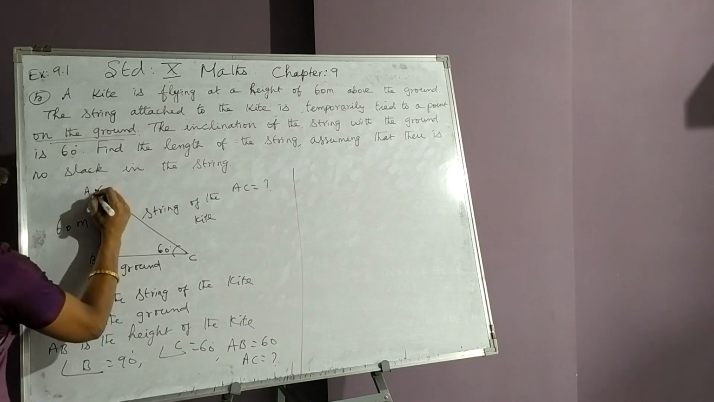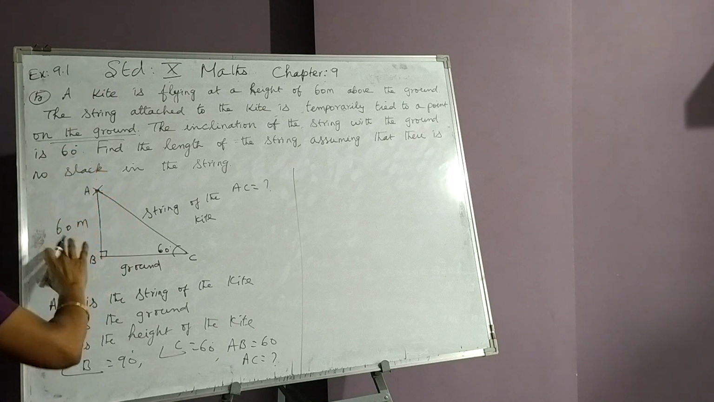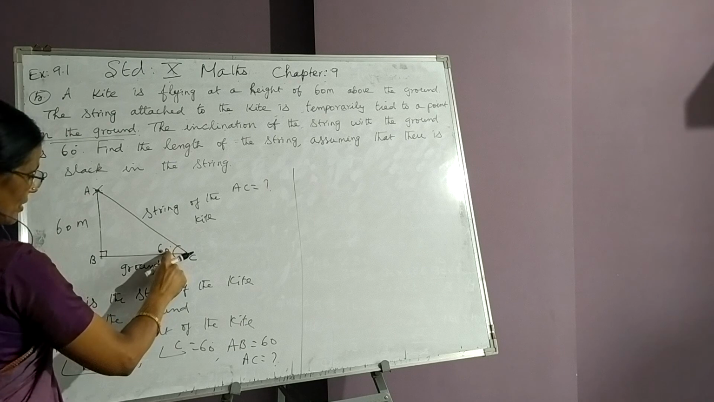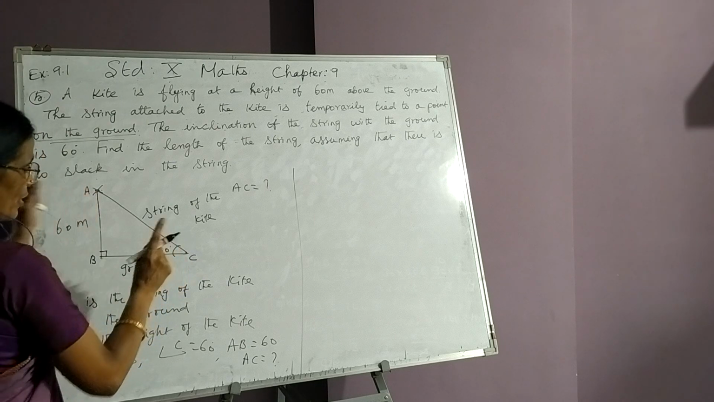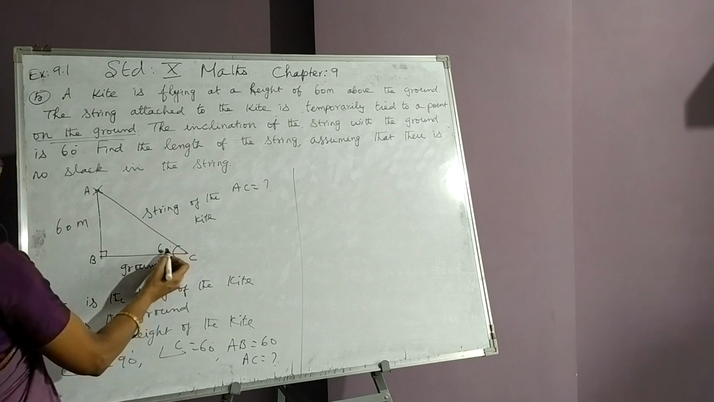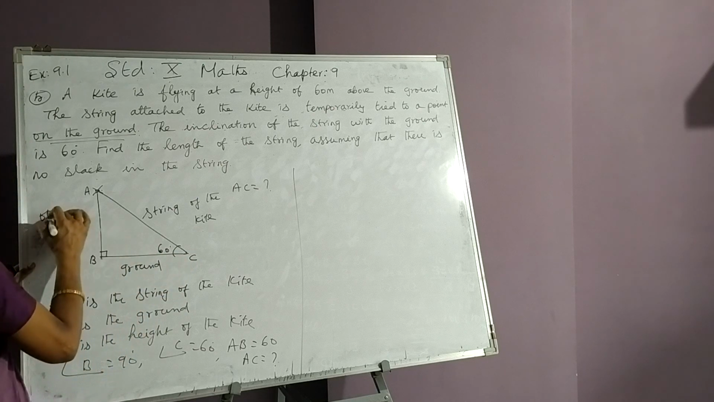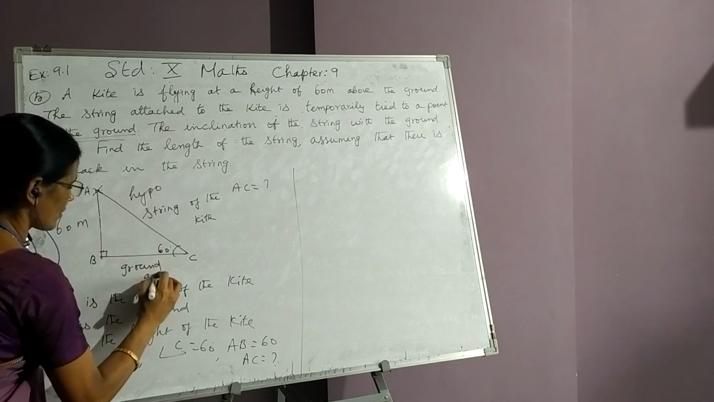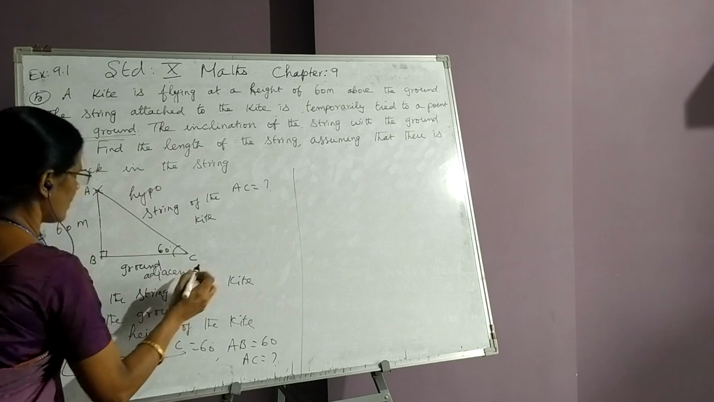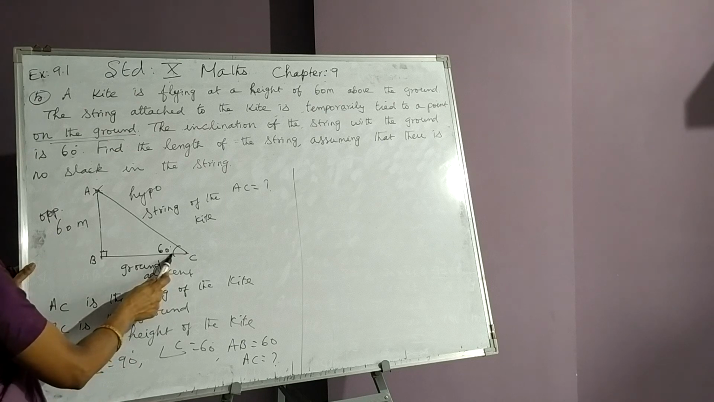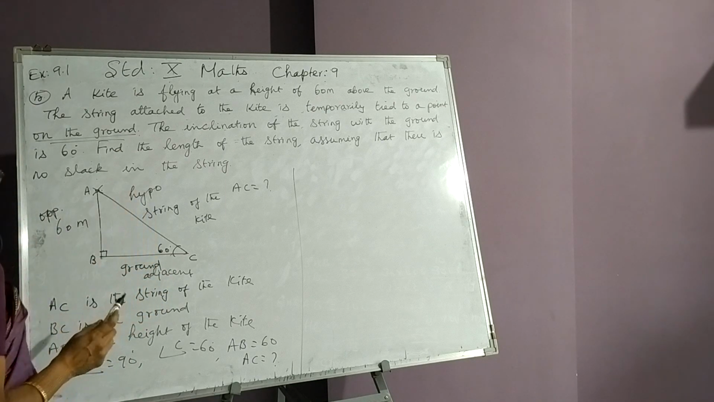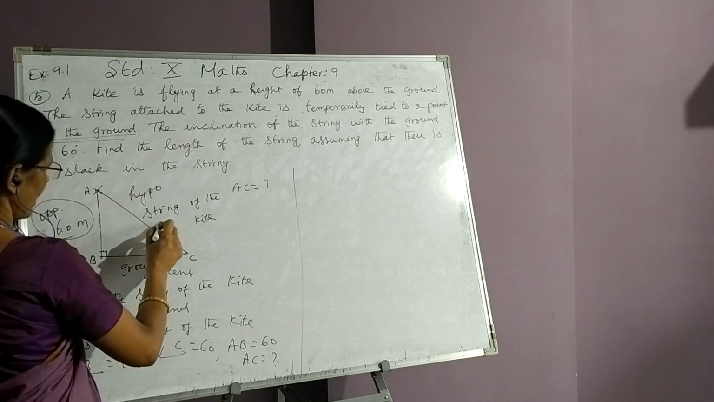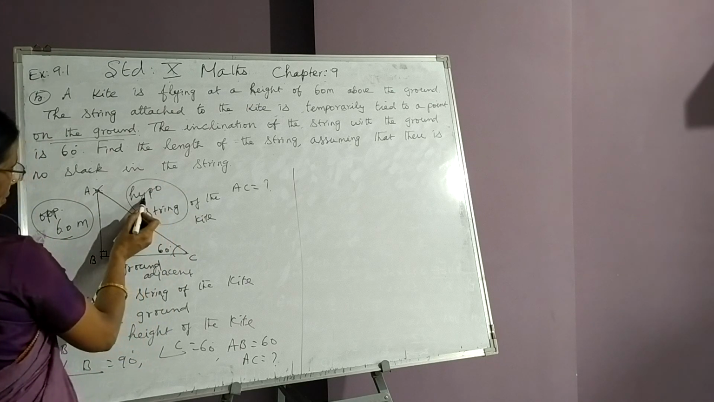Right? This is the place where the kite is flying. Height of the kite. This is the length of the string. The string makes 60 degree with the ground. The question is find out the length of the string. So this angle is considered. Therefore, this becomes opposite side. This is hypotenuse and this is the adjacent side. Considering this angle, we got opposite, adjacent and hypotenuse. This 60 meter is given for the opposite side. The question is find the length of the string. Therefore, hypo we have to find out.